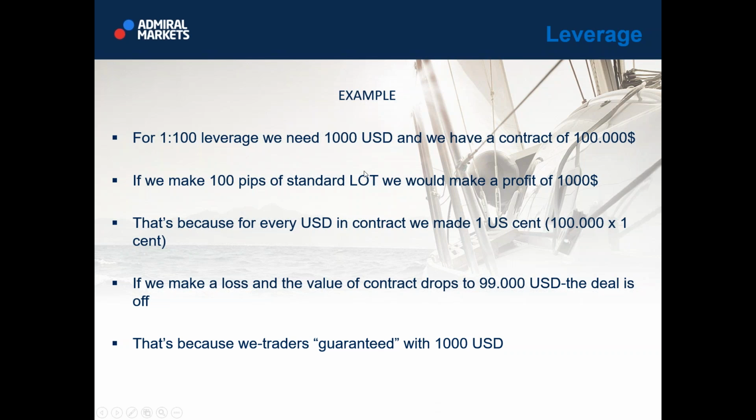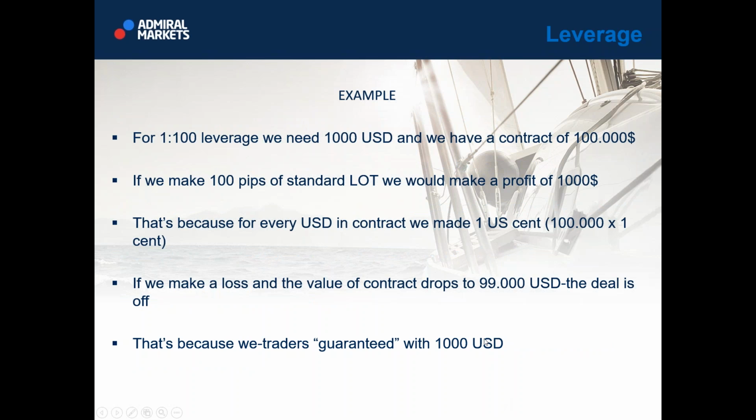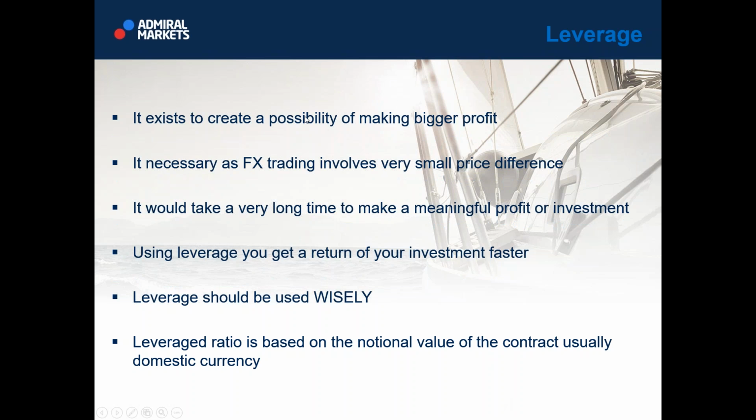And brokers gave you a leverage, effectively giving you 99,000 to trade, and that means that you are trading with 100,000 instead of 1,000. Why? Because forex trading involves very small price difference, and if you traded, for example, $1,000 without leverage, you wouldn't make anything, guys. It will take years and years to make a profit.